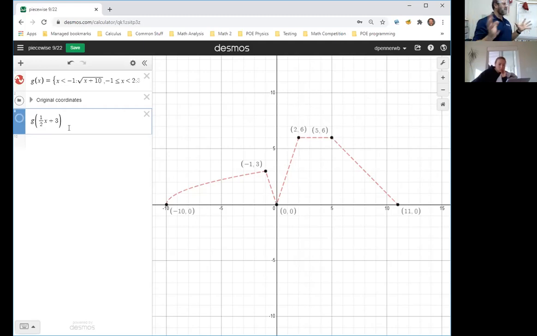So what are the two things that you think are going to happen? What's the half going to do? It's going to double things. It's going to stretch it horizontally twice as big. And then what about that 3? Move it to the left, how far? 3. So let's talk about it.